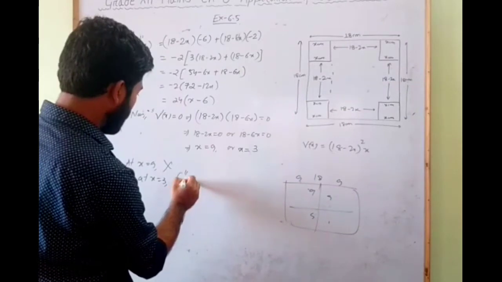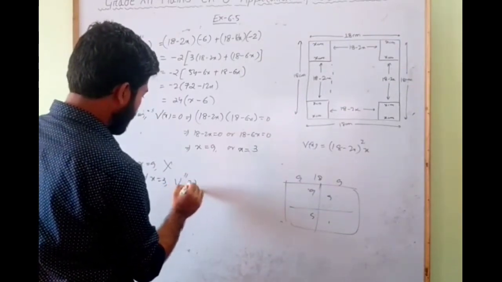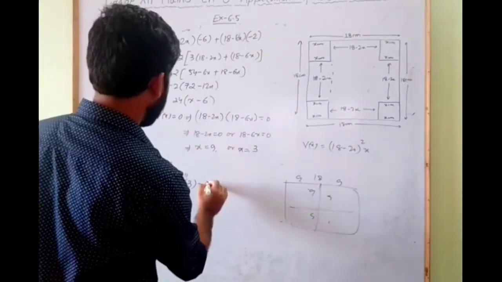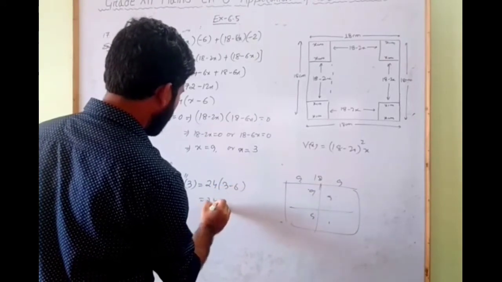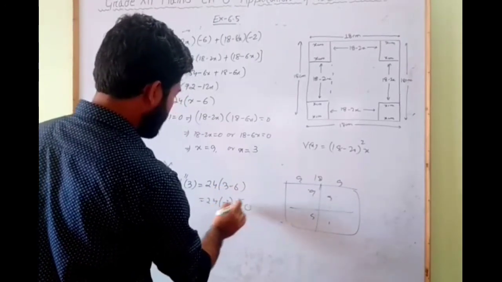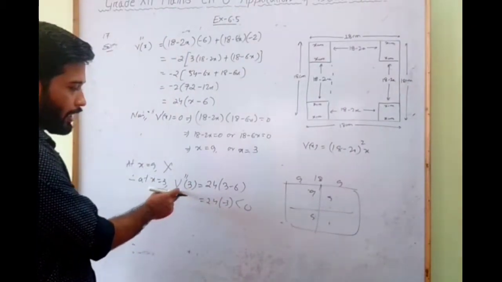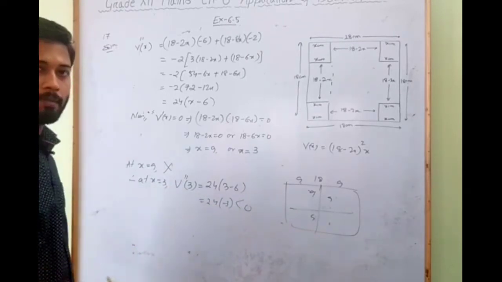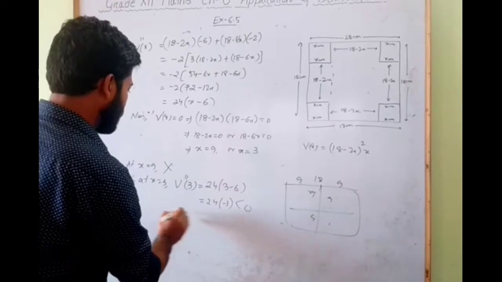Therefore, at x is equal to 3, what is happening? V double dash at the point 3 will give us 24 into 3 minus 6. So it will be 24 into minus 3. So there is a negative value, isn't it? So our function is maximum at the point 3. We have got from here because it is less than 0. Therefore v is maximum at the point 3.